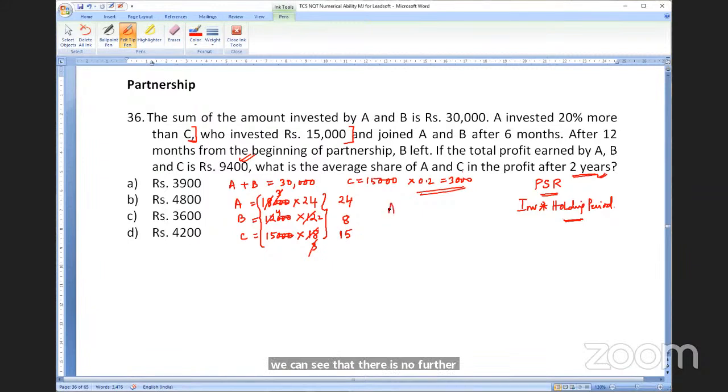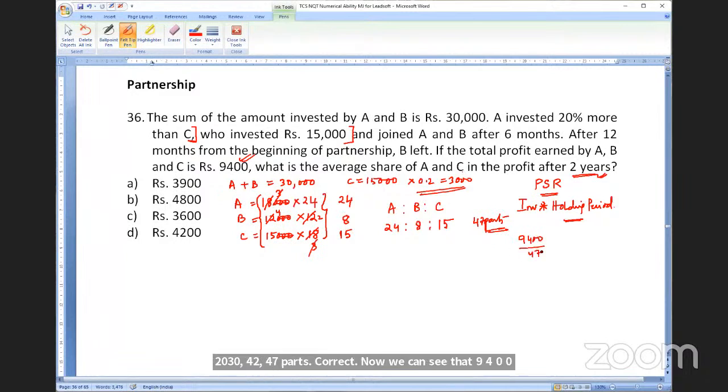bifurcation. So the ratio in which A, B, C should share their profit is 24 is to 8 is to 15. 24, 32, that is 47 parts. Now we can see that 9400 by 47 means each part value is 200 rupees.